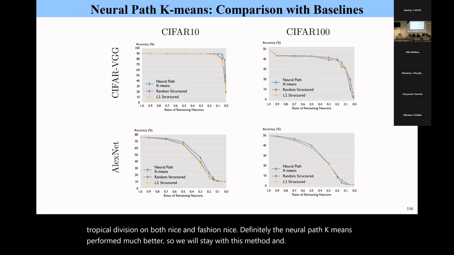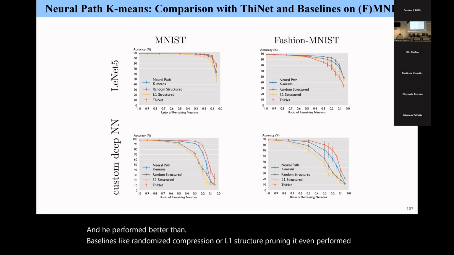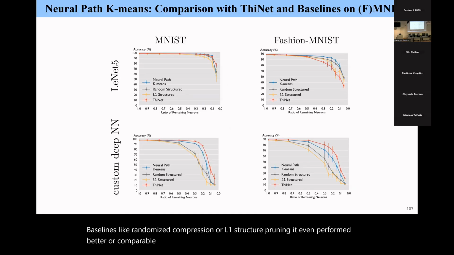This method appeared 2.5 years ago at ICLR, and it performed better than baselines like randomized compression or L1 structure pruning. It even performed better or comparable to ThinNet, which is a state-of-the-art structure pruning method, but close to it. It did not surpass it.